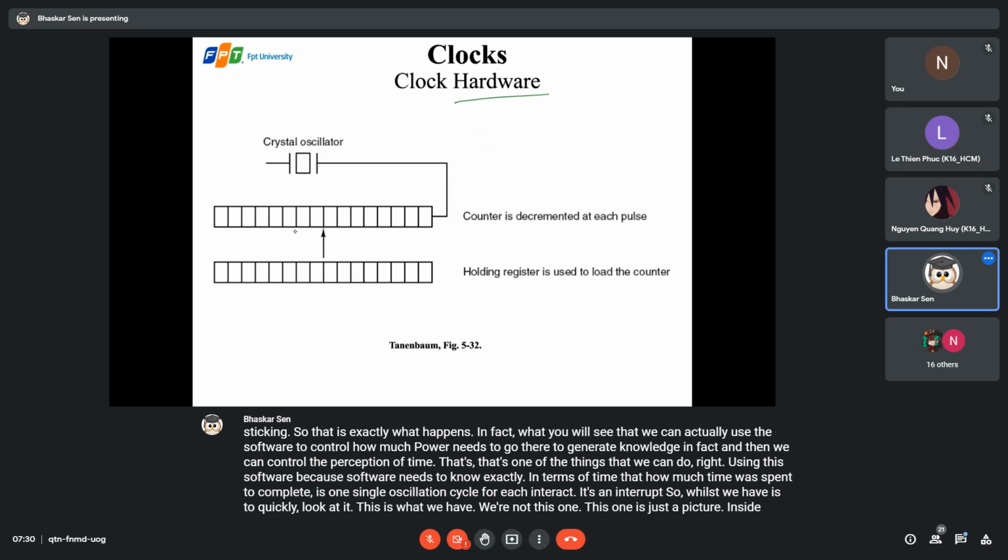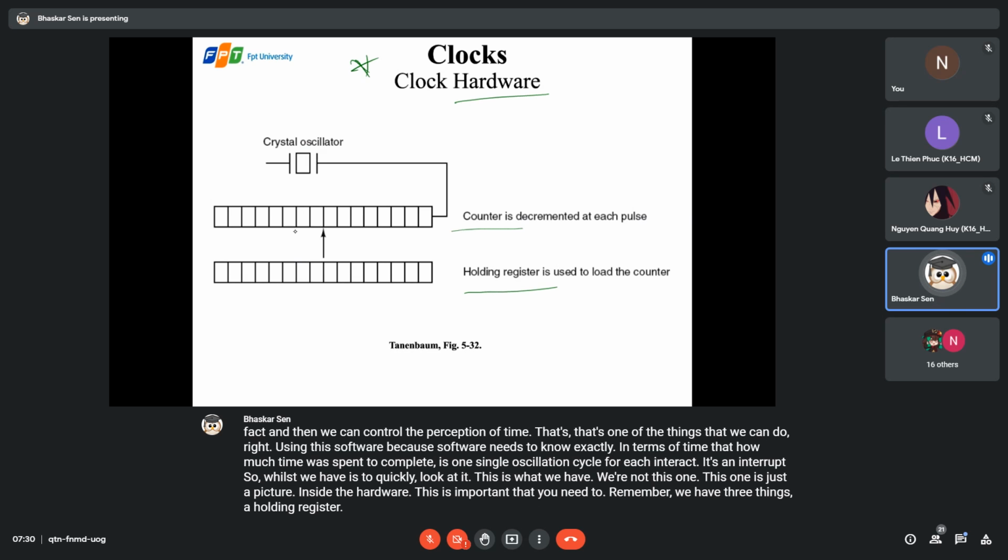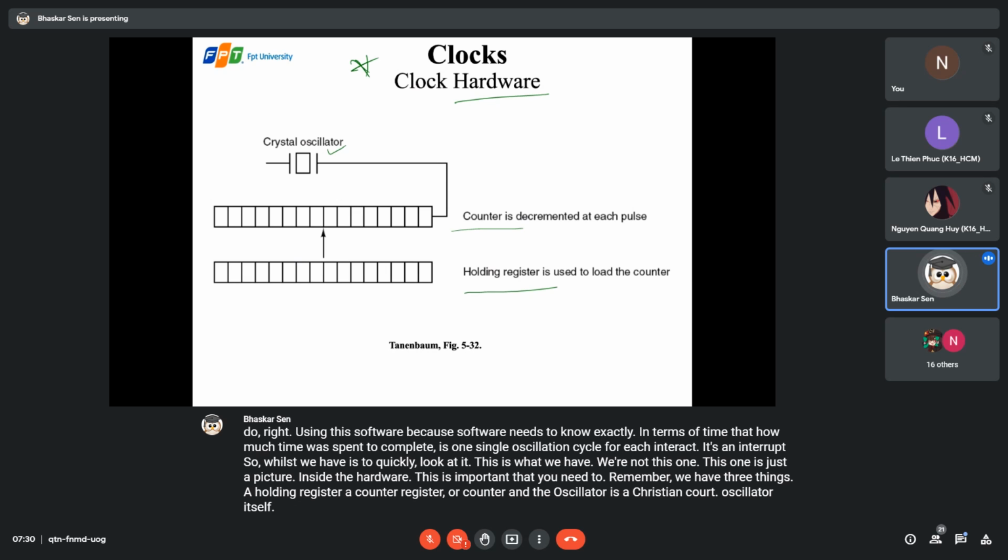Inside the hardware, this is important that you need to remember. We have three things: a holding register, a counter register, and the oscillator itself. The oscillator is a crystal quartz, and that's why we use crystal quartz, because it needs a very little amount of energy to keep oscillating.